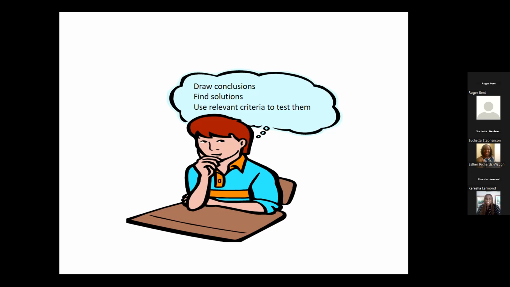Use relevant criteria to test them, right? You must be able to figure out if this particular issue is indeed relevant and is indeed worthy of discourse. And you must be able to test it. You must be able to use other different mechanisms and other different meters to make sense of it, right?